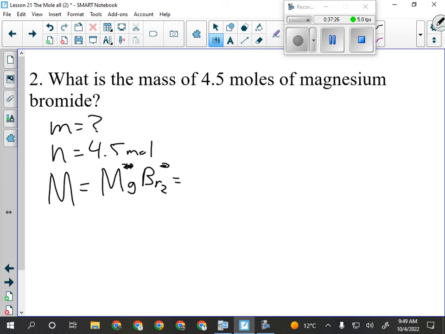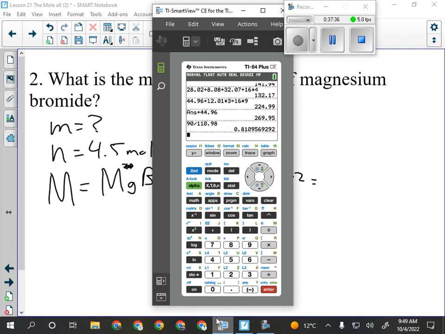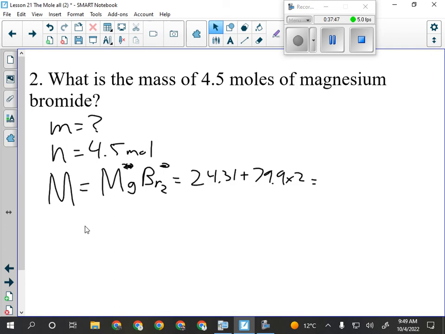So we got 24.31 plus 79.9 times 2. I think we did this one, didn't we? No, we didn't. I tried. 24.31 plus 79.9 times 2. 184.11 grams per mole.